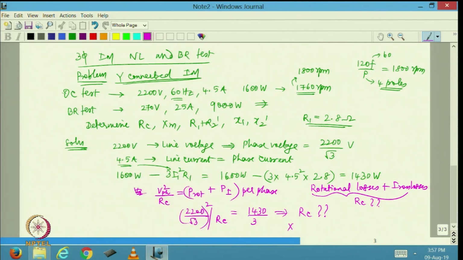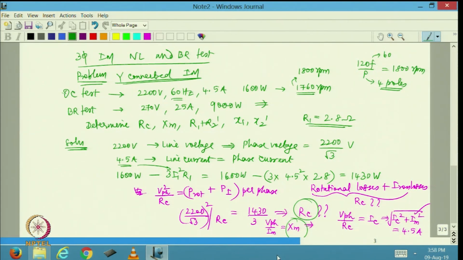Now, I have to get XM. To get XM, all I need to do is, if I have V phase divided by RC, that will give me IC, and I can also say square root of IC square plus IM square will be equal to 4.5 ampere, from which I should be able to determine IM. Now, I can say XM is V phase divided by IM. So, I have got the value of XM, I have also got the value of RC.